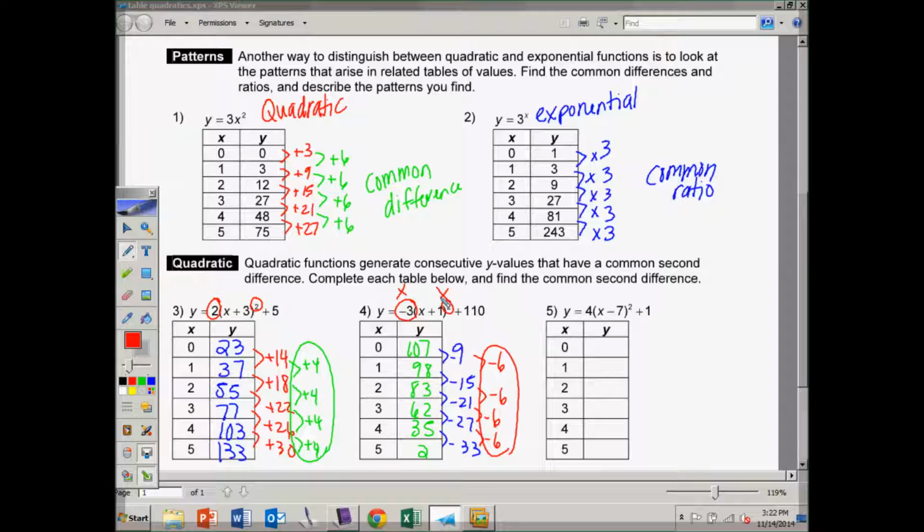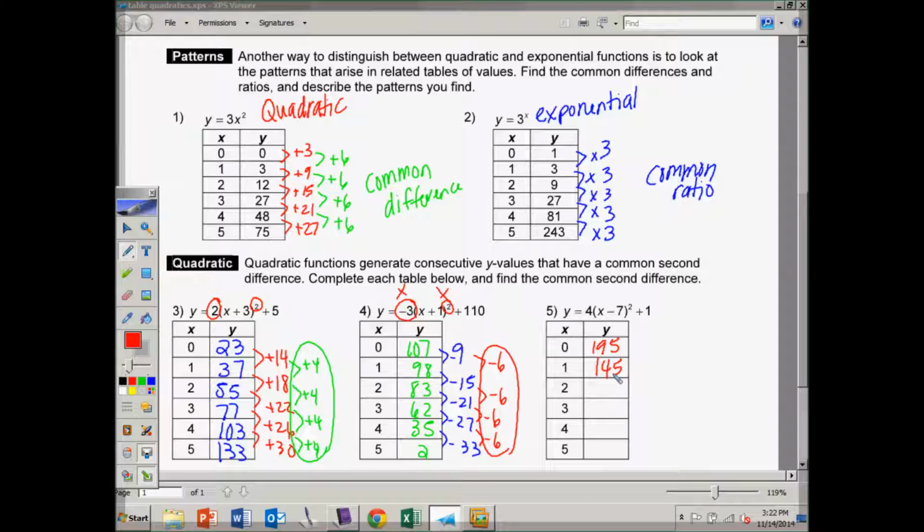So we have 7 squared, that's 49. 49 times 4? 195? 195 plus what? 196. Oh, 195? Yeah, 195. All right, what's 6 squared? 36. 36 times 4 plus 1 is 145.